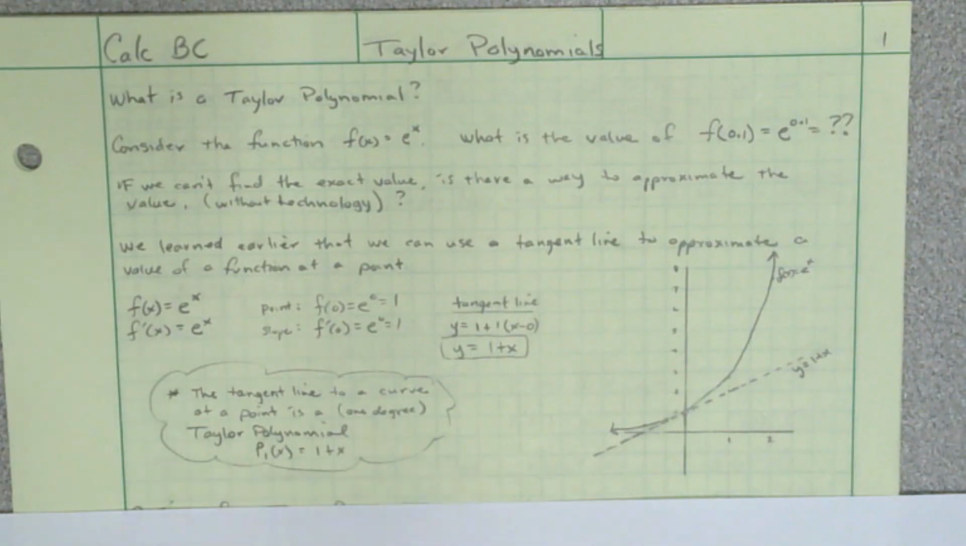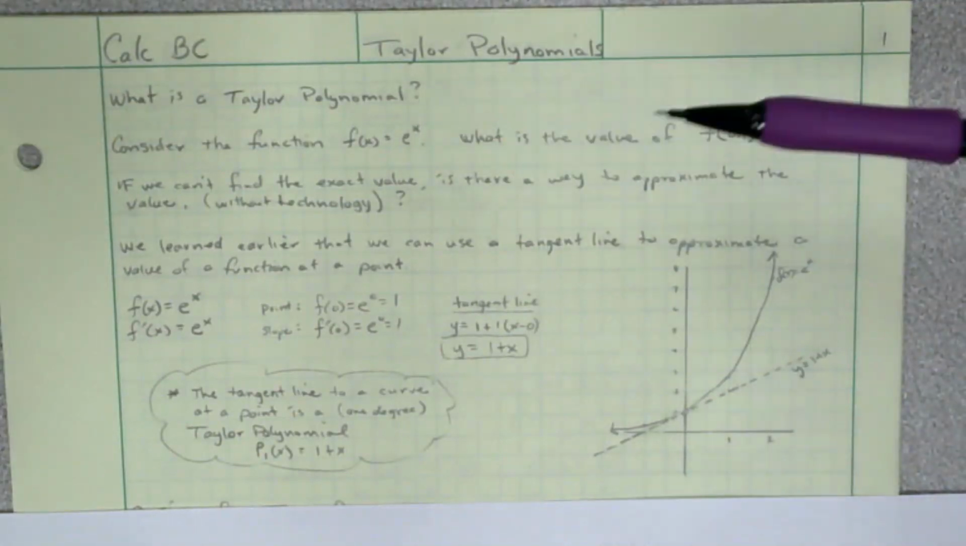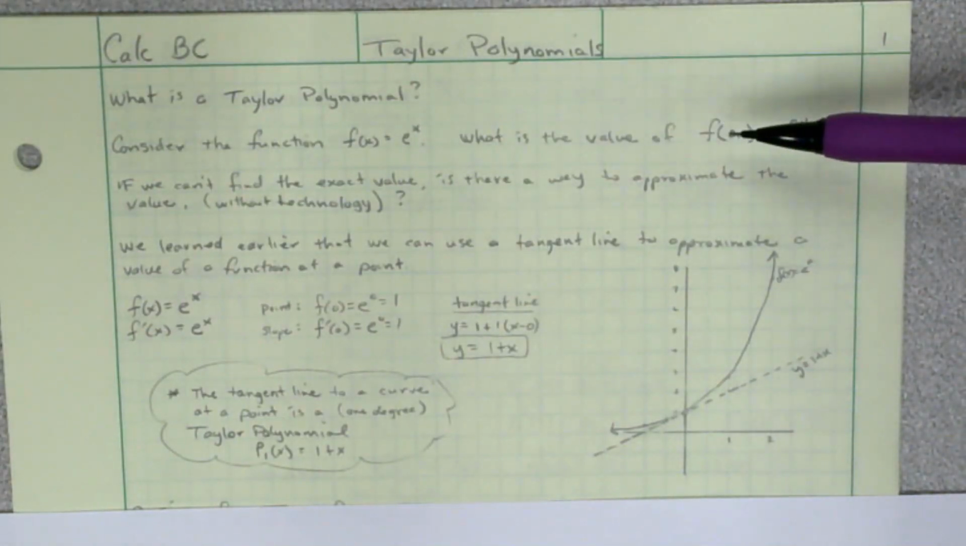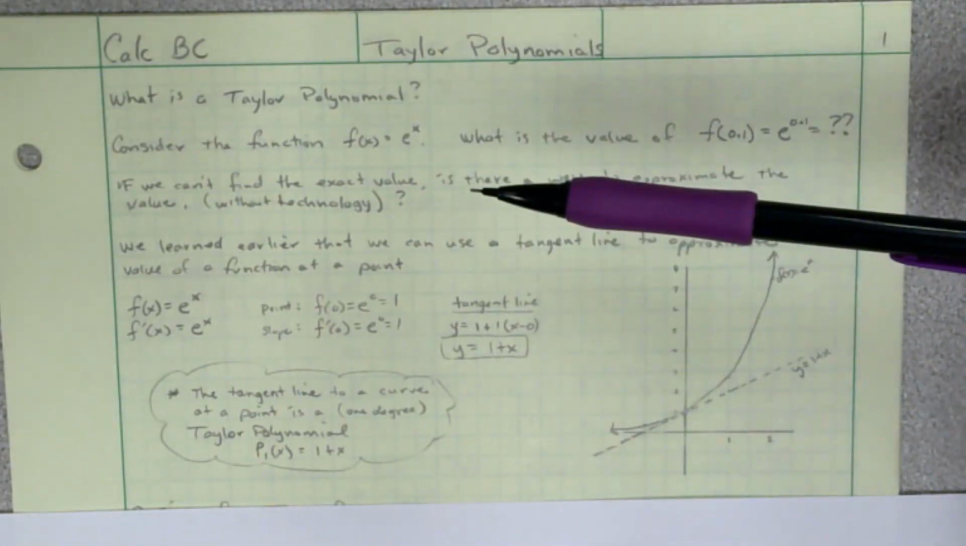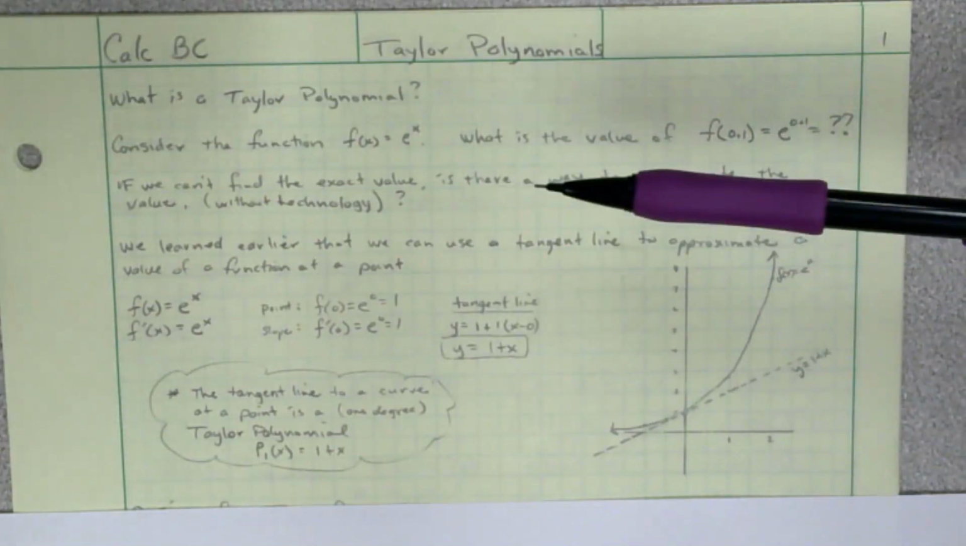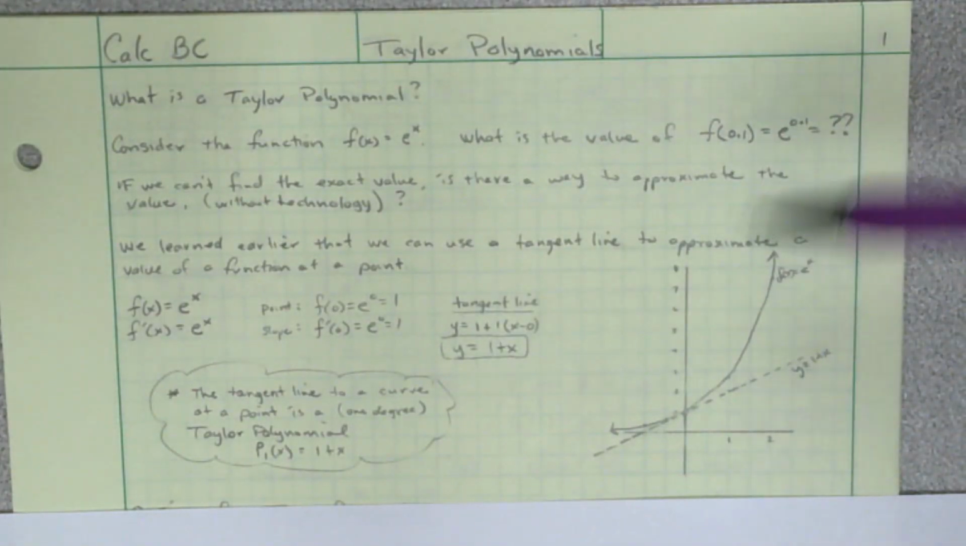polynomial. So what is it? Well, consider the function e to the x. What is the value of f at 0.1, which is e to the 0.1? We don't know, okay? If we had a calculator, fine, but if we can't find the exact value, is there a way to approximate the value without technology, without a calculator?